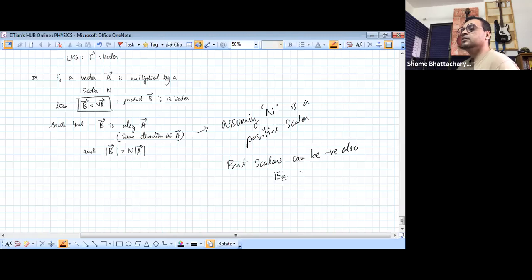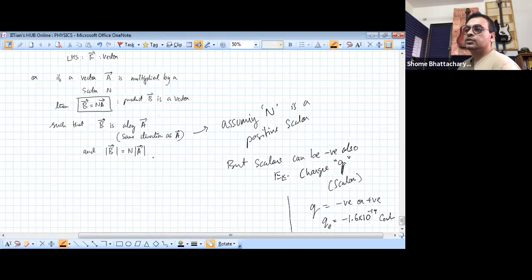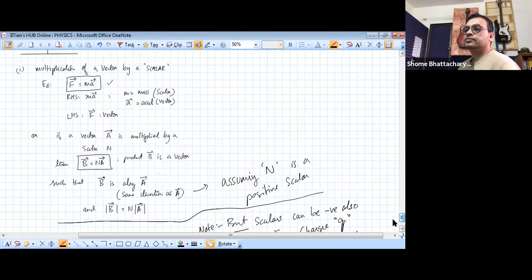For example, charge Q, electric charge. What kind of quantity is it? It is a scalar, but Q can be negative or positive. Like the charge of an electron is -1.6 × 10⁻¹⁹ coulombs. You might have studied this in atomic structure. So a scalar quantity can be negative or positive also. So that makes a difference over here. Up to this point, what I've written is assuming that n is positive, but n can be negative also. So just make sure you note down this point, and then we'll discuss more about this. So as you're writing this example, just make a note of this point.